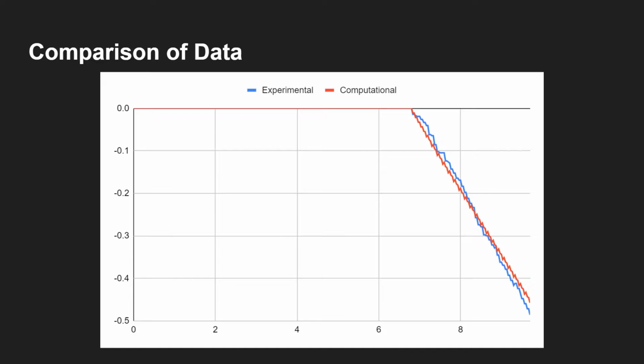And these are the two data sets. The blue line is the experimental data, and the red line is the computational model data. And as you can see, the two are very similar. This horizontal line at the beginning represents when the spring is not moving, so there's no change in position over time. And then once the spring compresses roughly here, you start to get change in position in the negative y direction.